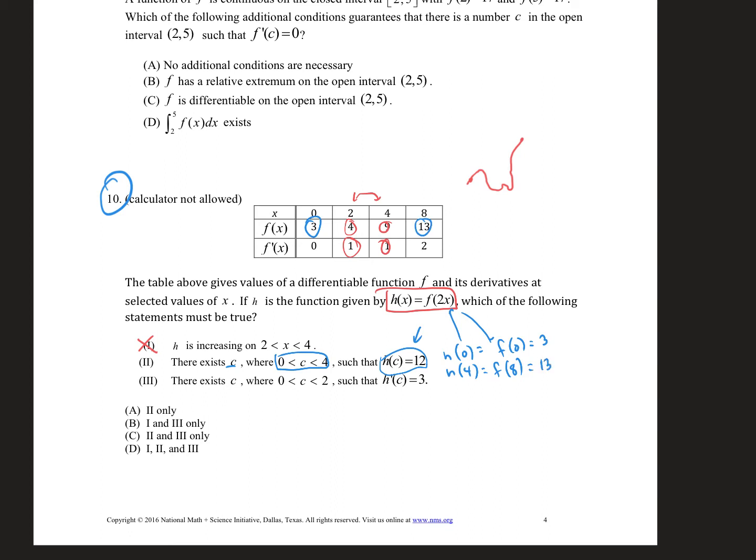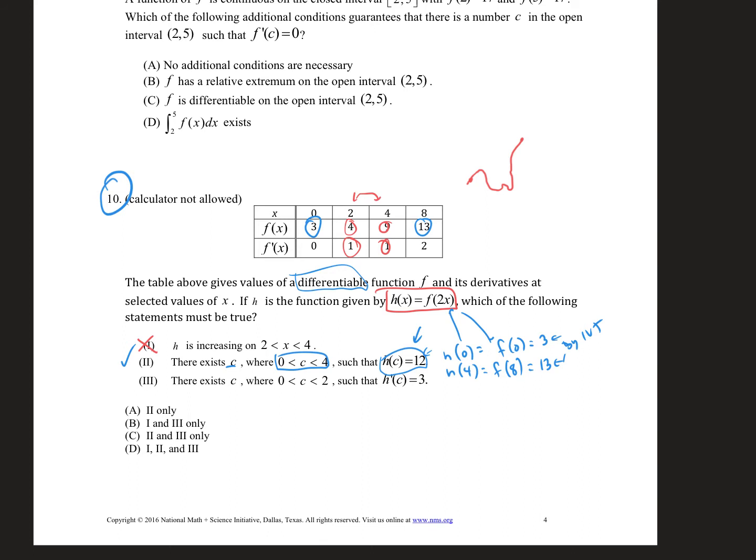Now, we were told the function's differentiable. And since the function's differentiable and it's continuous, you see how the y value goes from 3 to 13? Since it's continuous, that means I had to pass through every y value on the way from 3 to 13 by the intermediate value theorem. And 12 happens to be between 3 and 13. So by the intermediate value theorem, it has to pass through 12. So that one is correct.